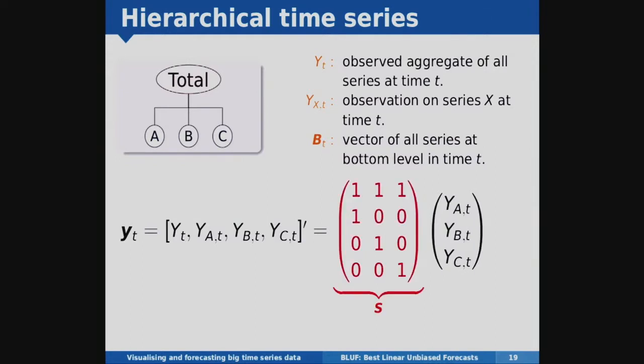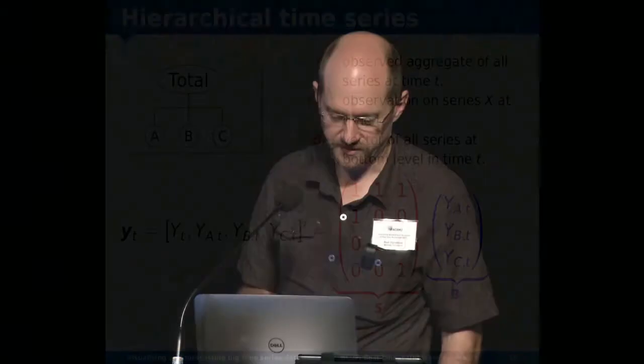And that can be written as a matrix times the bottom level series. This is a summing matrix, which shows how you add up the bottom level series to get the ones further up the tree. In this very simple example, the total is just the sum of these three, and below that you've just got the individual series. So we write it as y, the vector of all the data in the hierarchy, is S times b, summing matrix times bottom level.